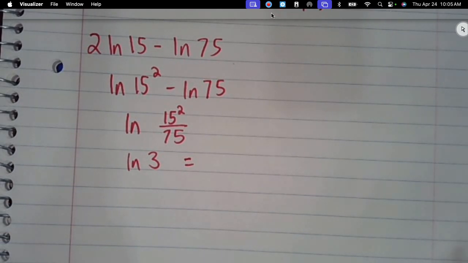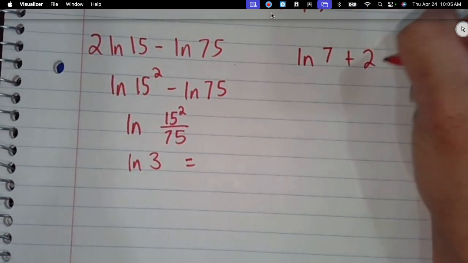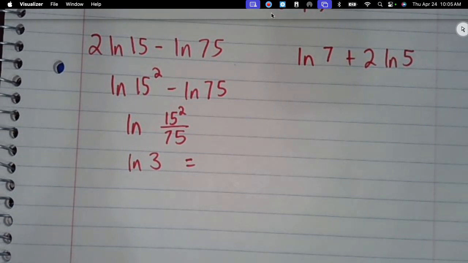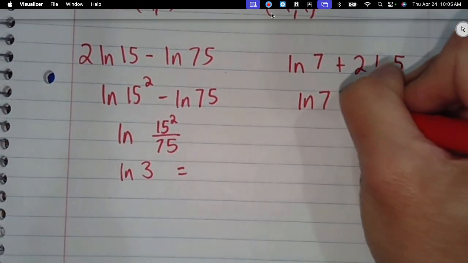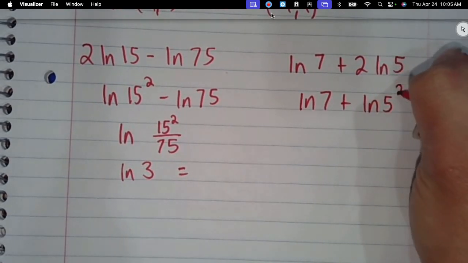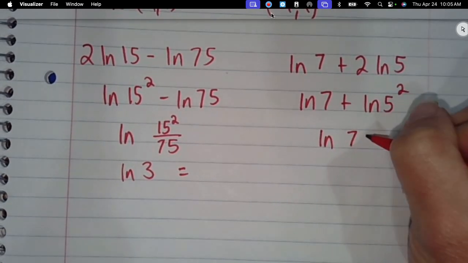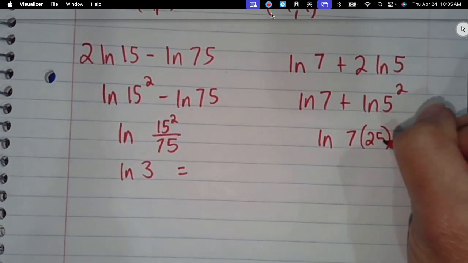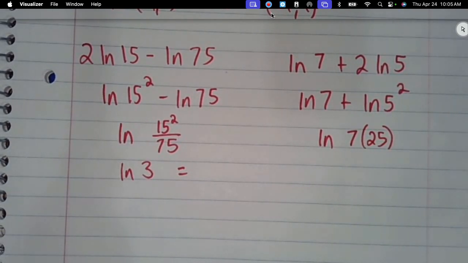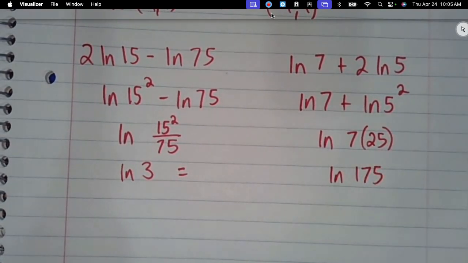Let's do a few more. What if it said the natural log of 7 plus 2 natural log 5? What happens first? The 2 has to go to the 5. Very good. The 2 goes above the 5, so it's 5 squared. And then you multiply, since you're adding, we need to put them together. We would multiply 7 times 5 squared. 5 squared is 25. What is 7 times 25? 175. And that's what it wants as the answer.